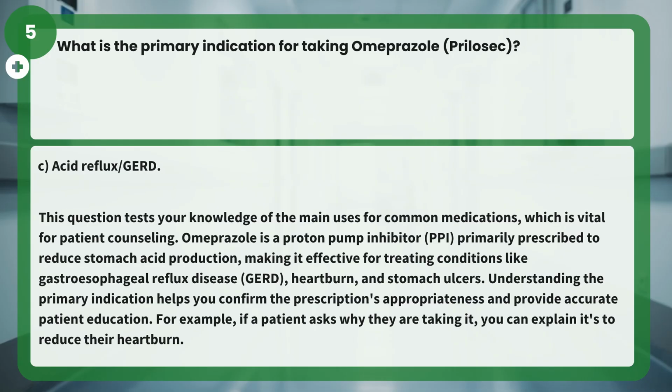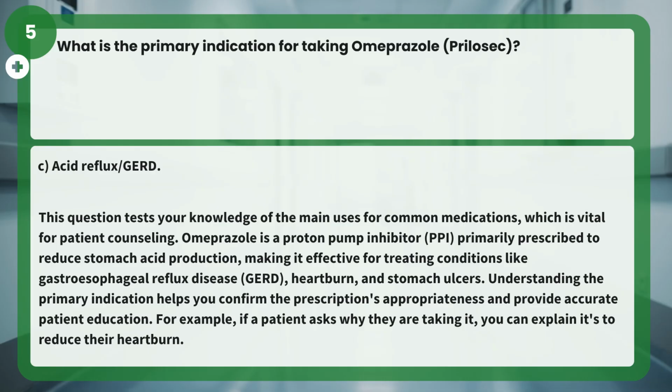Answer C. Acid reflux/GERD. This question tests your knowledge of the main uses for common medications, which is vital for patient counseling. Omeprazole is a proton pump inhibitor, PPI, primarily prescribed to reduce stomach acid production, making it effective for treating conditions like gastroesophageal reflux disease, GERD, heartburn, and stomach ulcers.